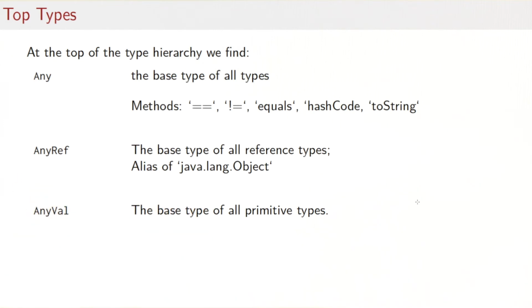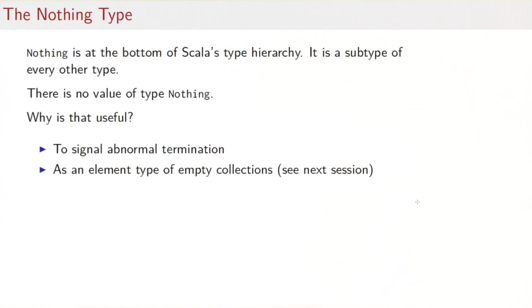The two subtypes of type Any are then AnyRef, which is the base type of all so-called reference types, and that's an alias of java.lang.Object, and AnyVal, which is the base type of all value types, which for the time being are just the primitive types that Scala inherits from Java.